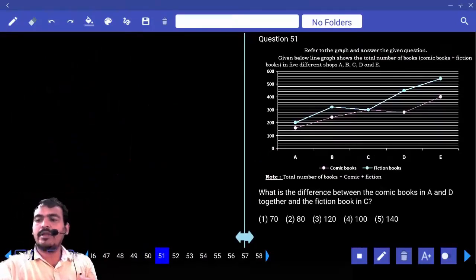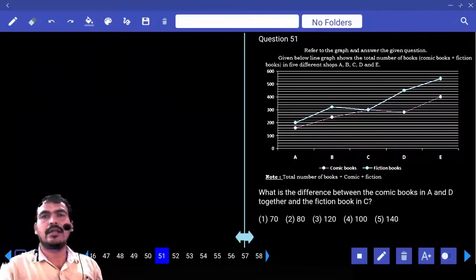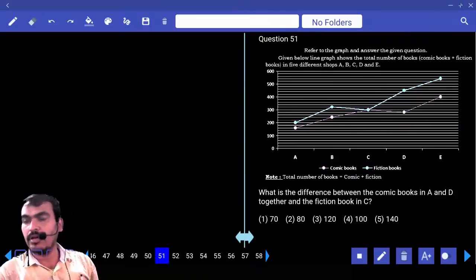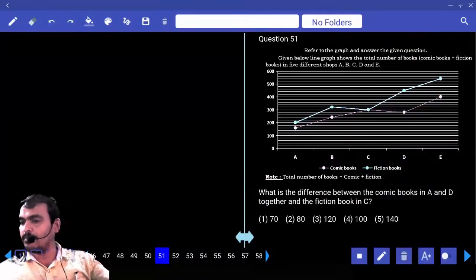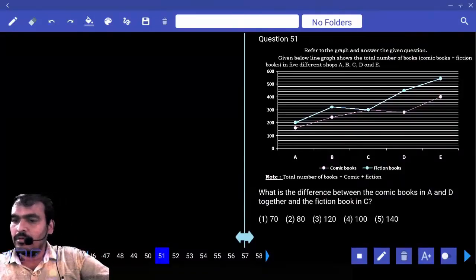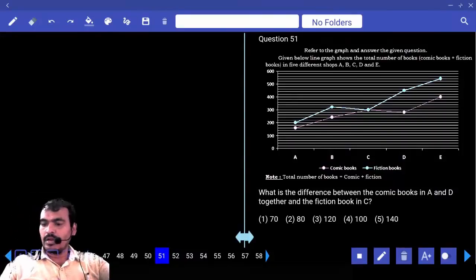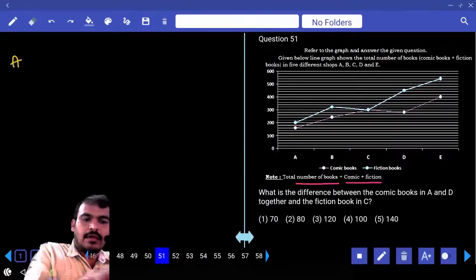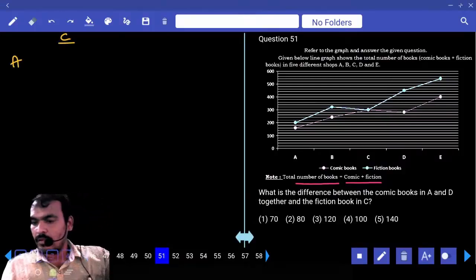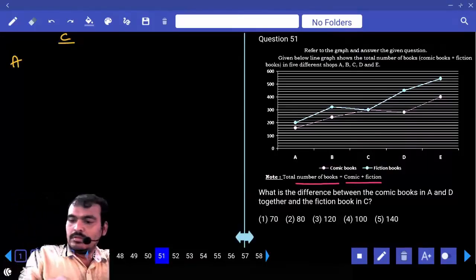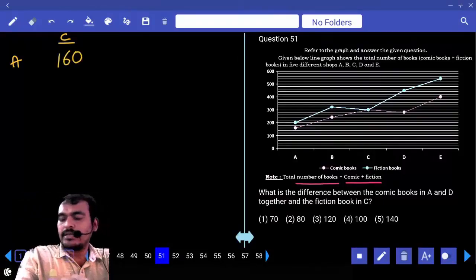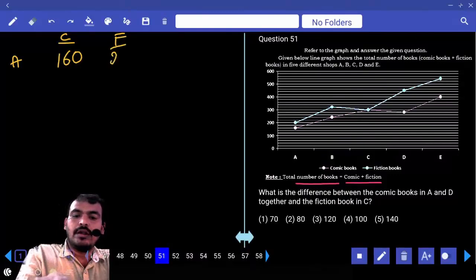Next, refer to the graph and answer the given questions. Given below, a line graph shows the total number of books, comic books plus fiction books, in 5 different shops A, B, C, D, E. All are given in value. Total number of books equals comic value plus fiction value. In A, the comic value is 160 and the fiction value is 200.